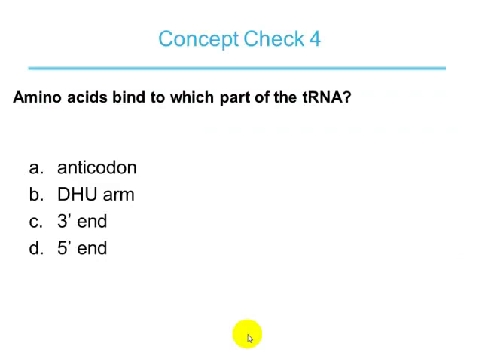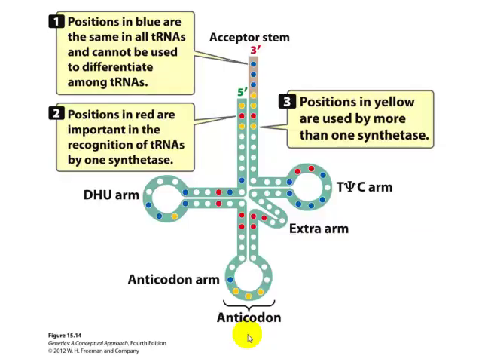Amino acids bind to which part of the tRNA? Do they bind to the anticodon? No. Do they bind to the DHU arm? I do not think it's the DHU arm because I did not mention it. It's either the 3' or the 5' end. Going back to the structure, look at the acceptor stem over there. Which end is that? The 3' end. So your amino acid will bind to the 3' end of your tRNA.